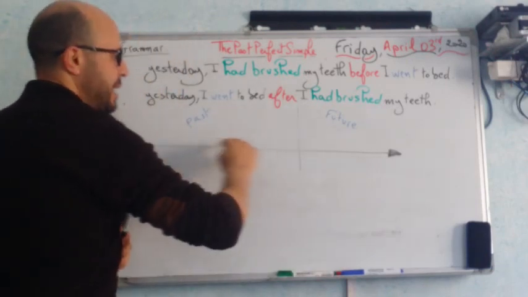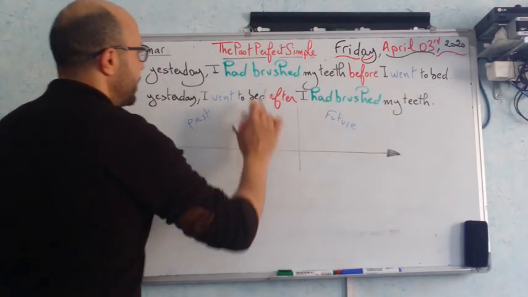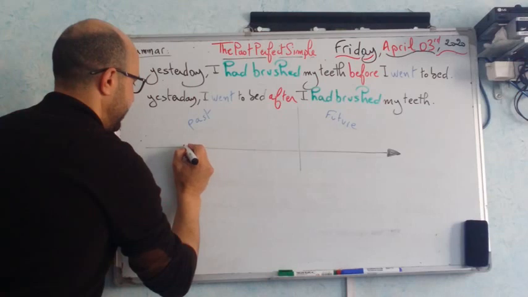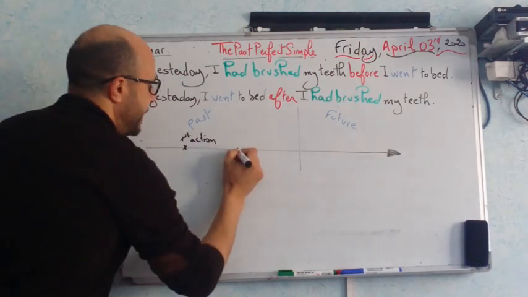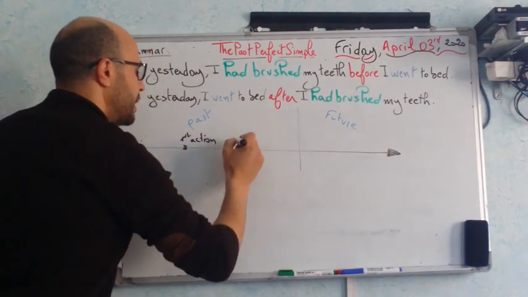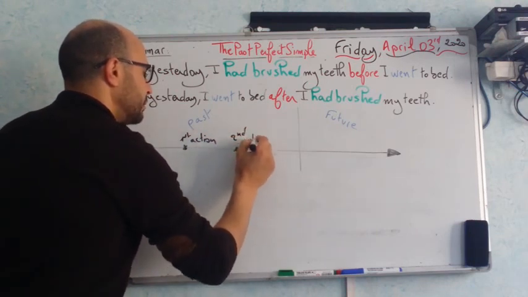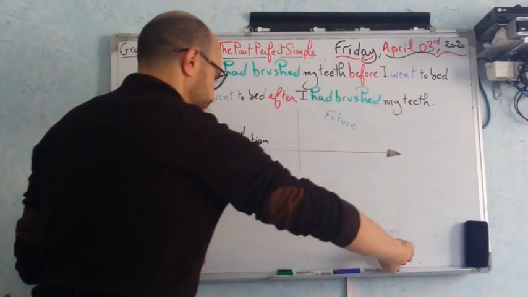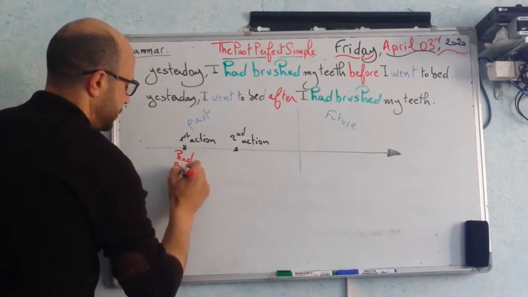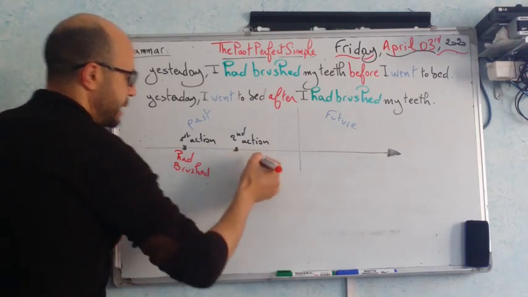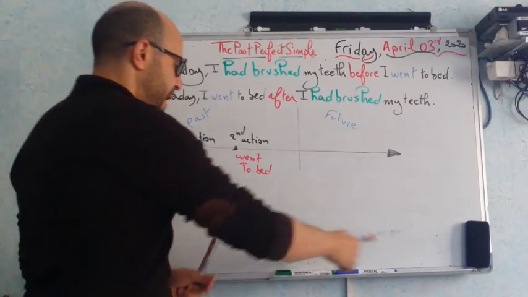So if this is our timeline, this is future, and this is past. So we are speaking here. So I had brushed my teeth happened here. It's the first action. And then after I finished brushing my teeth, I went to bed. And this is the second action. So here, I had brushed my teeth. And here, went to bed. Very good.